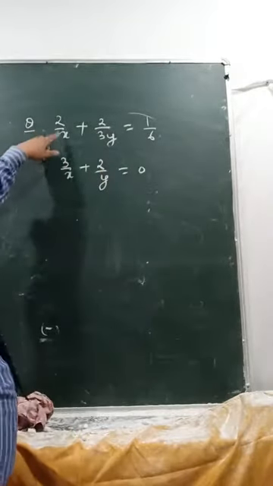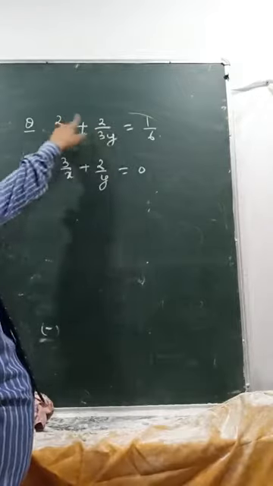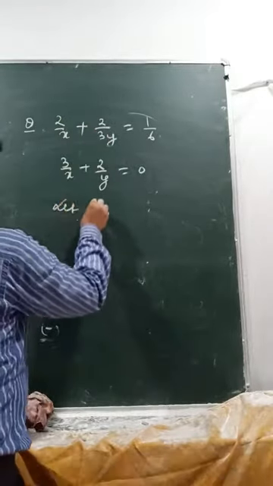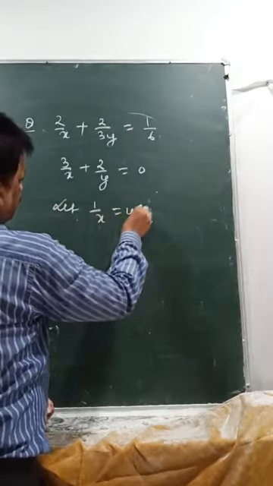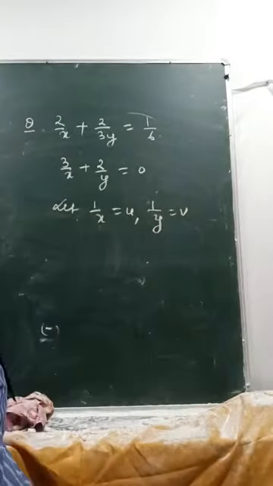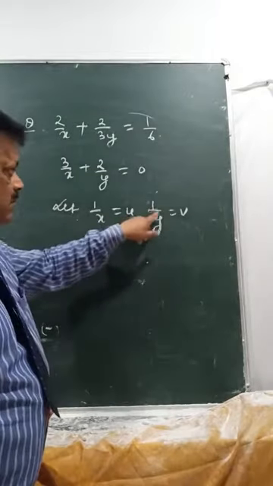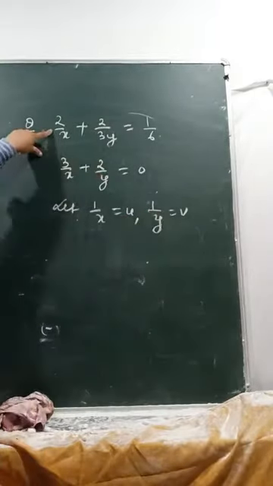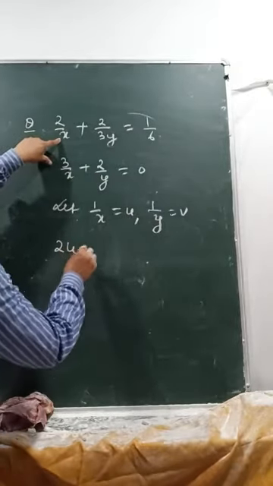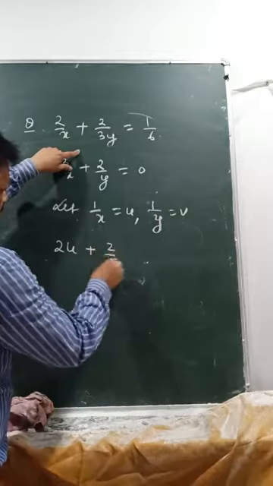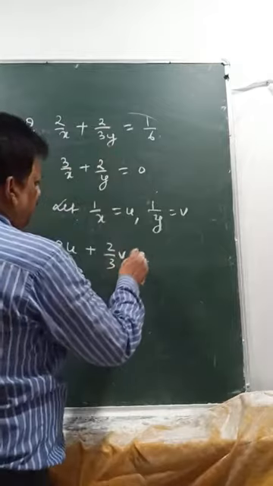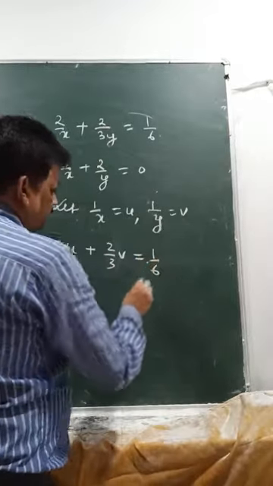Okay, look, here is 1 by x, here is 1 by y, so I have to do both substitutions. Let 1 by x equal u, 1 by y equal v. This will be how much? Look here: 1 by x is u, so 2u plus 2 by 3, 1 by y is v, means 2 by 3v equals 1 by 6.